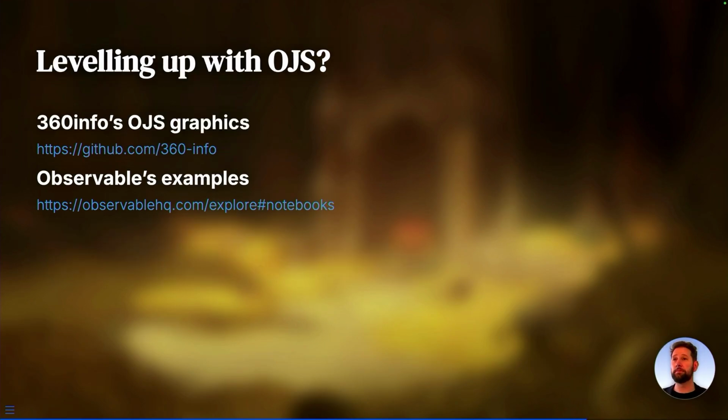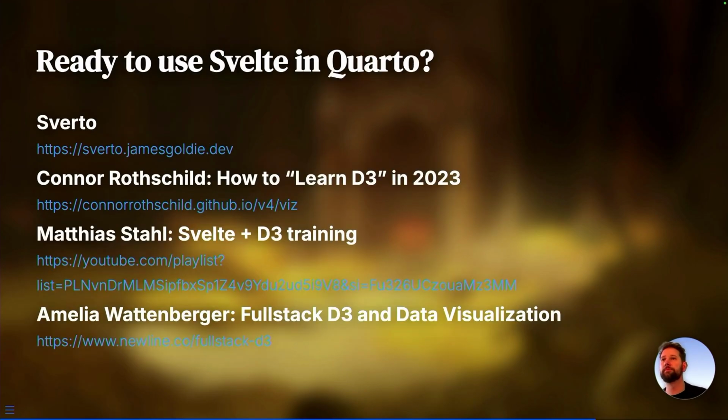If the intermediate part interested you, you're starting to get a bit more adventurous with OJS, check out Observable's examples. But also at 360 Info on our GitHub, we have dozens of OJS graphics that are ready for you to use. They're open source. They come with analysis, the whole thing. So please check them out. And if you were interested in the last part with Sverto and Svelte, please do check out Sverto. I'd love for you to use it.